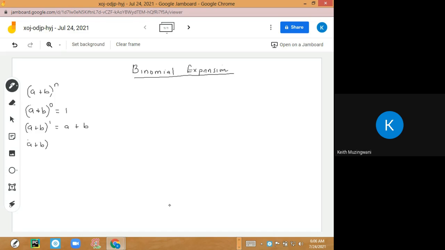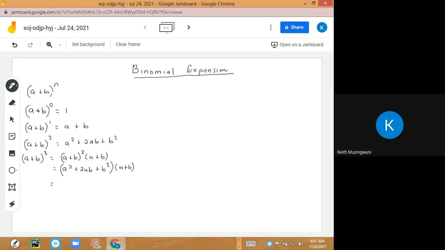Say, okay, what about A plus B to the power 2? It's giving us A squared plus 2AB plus B squared. It's getting interesting. Let's see. A plus B power 3. This is the same as A plus B power 2 multiplied by A plus B. Now A plus B power 2 is A squared plus 2AB plus B squared, and then you have A plus B outside. So it's okay. Let's see now.